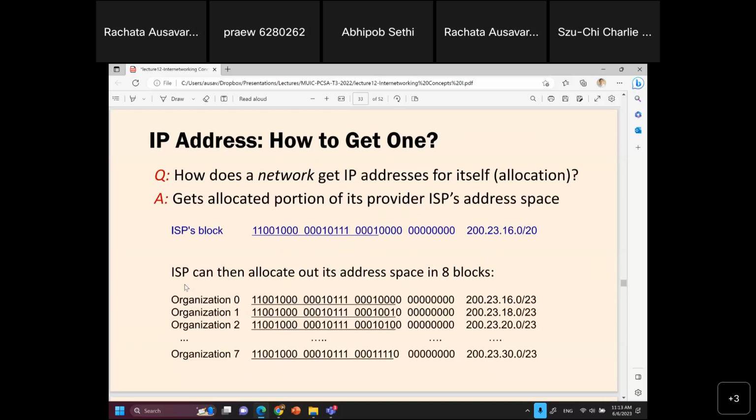Now the next thing is, I have a network like Mahidol University. How does Mahidol University get the IP so that everyone else in the world can get here? All right. That's allocated by the ISP, Internet Service Provider. They'll give you some address space, and each organization can basically allocate the space to the network.